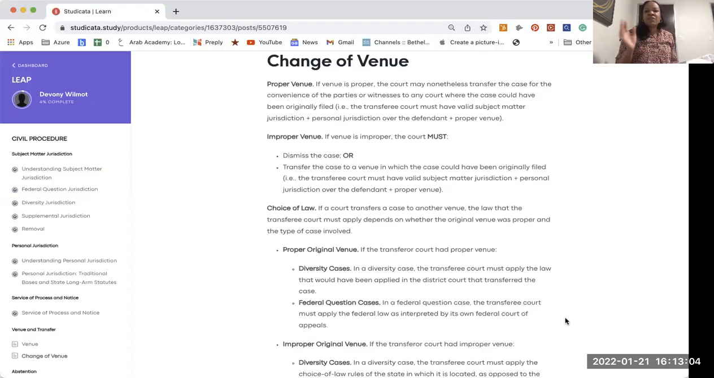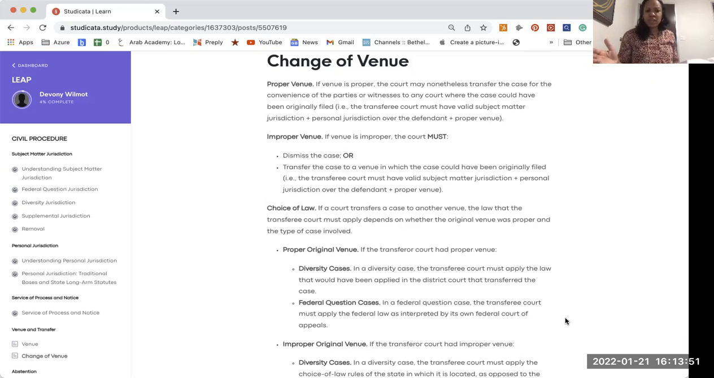So proper venue. If venue is proper, the court may nonetheless transfer the case for the convenience of the parties or witnesses to any court where the case could have been originally filed. For example, the transferee court must have valid subject matter jurisdiction plus personal jurisdiction over the defendant plus proper venue. Improper venue. If venue is improper, the court must dismiss the case or transfer the case to a venue in which the case could have been originally filed. For example, the transferee court must have valid subject matter jurisdiction, personal jurisdiction over the defendant, and proper venue. So once again, we see this twice. For it to be the proper venue, you have to have subject matter jurisdiction, personal jurisdiction, and then you have to have proper venue.